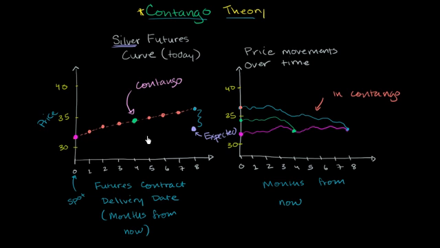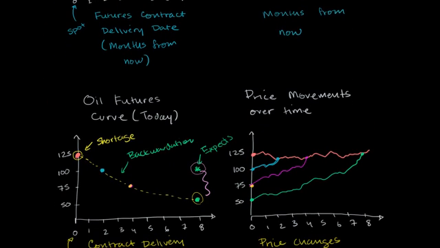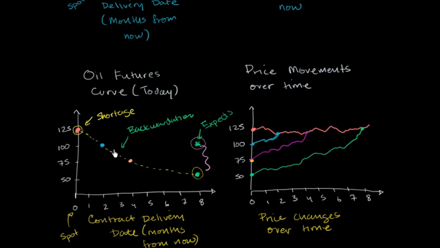And if you were to hear a commodities trader say that a market is in backwardation, they're really just talking about an inverted futures curve. They're just talking about something like this. That's how it's used in common everyday lingo.